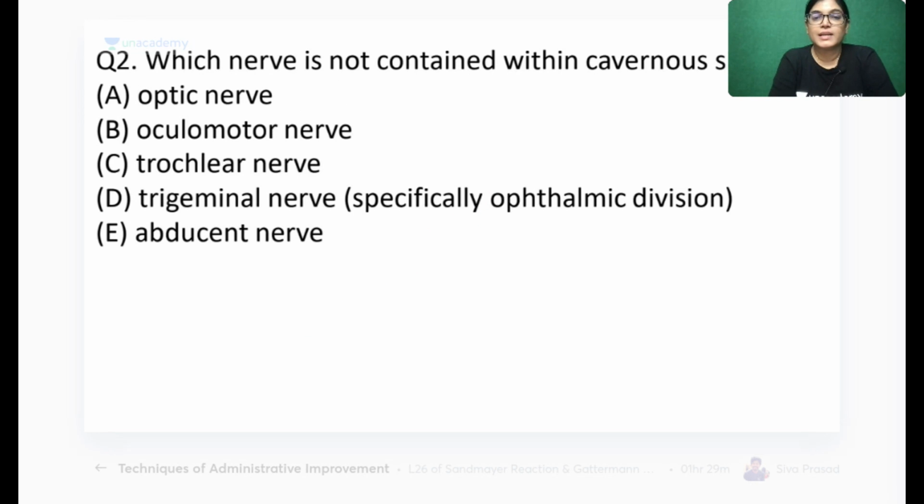Which nerve is not contained within the cavernous sinus? Optic nerve, oculomotor nerve, trochlear nerve, trigeminal nerve, abducent nerve. According to you, which is the correct answer? Which of the following nerves is not a content of the cavernous sinus? Your time starts now. Question number 2, mark the correct answer.